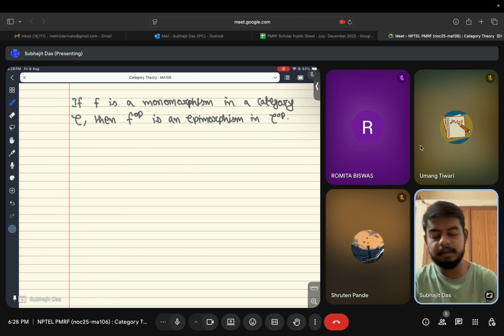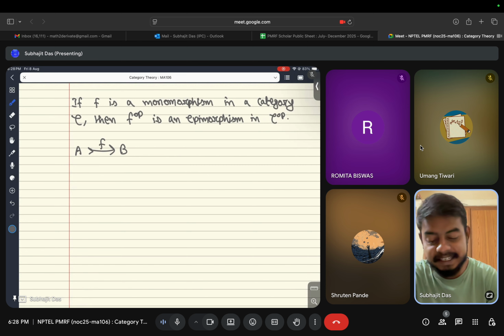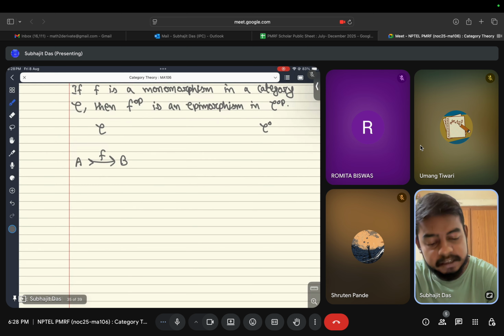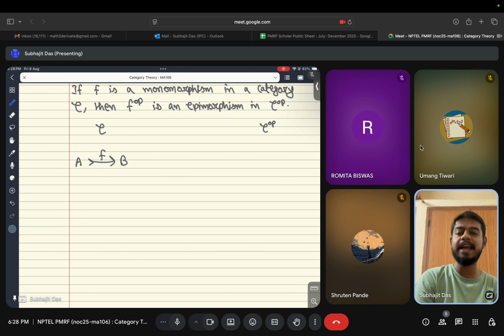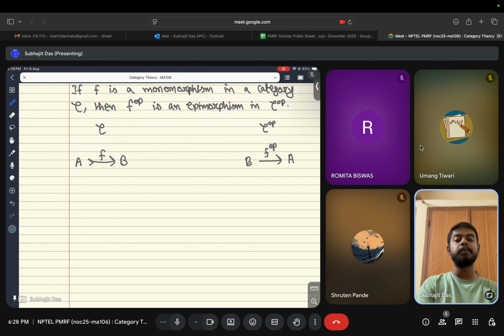Okay, we'll just quickly mention the idea. So assume that you have a monomorphism F from A to B in C. I'll write the corresponding arrow in C op, so from B to A, F op. What I claim is that F op should be an epimorphism, right?